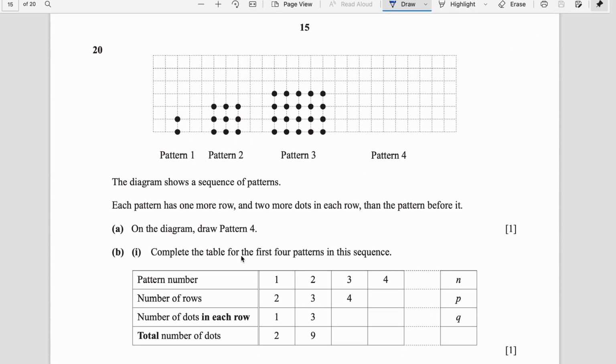Question number 20. The diagram shows a sequence of patterns. Each pattern has one more row and two more dots in each row than the pattern before it. Draw pattern 4. So one more row would mean these are 4, we'll draw 5: 1, 2, 3, 4 and 5. And two more dots. These are already 5, so we'll be drawing 7: 1, 2, 3, 4, 5, 6, 7. So just complete these dots and image 4 is done.